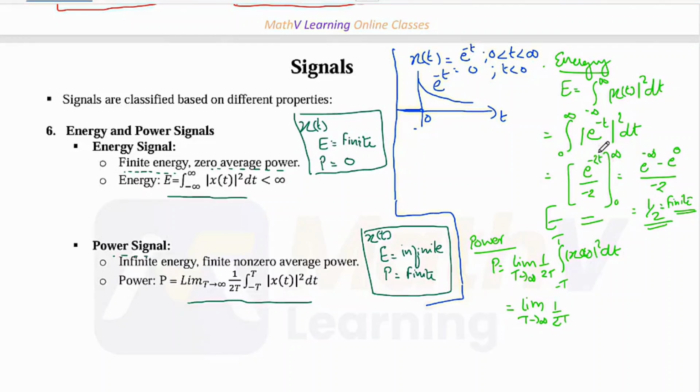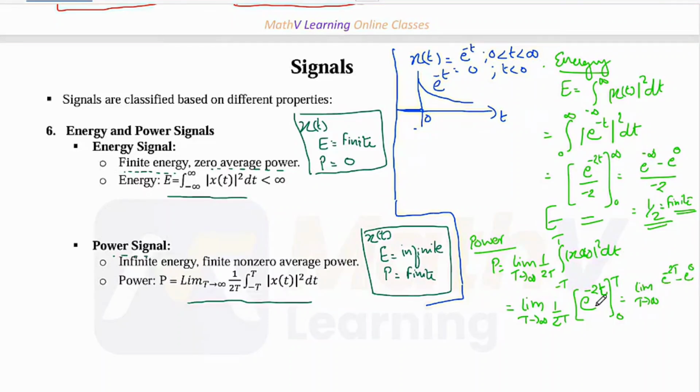Okay, then if we integrate, we know this value will come, right? We can integrate only from 0 to t. So it will be like e power minus 2t from the limit 0 to t, because minus t to 0 is 0. Okay, so if I give this limit, it will be limit t tends to infinity. Okay, integrating and giving the limit, it will be e power minus 2t minus e power 0, that is 1.